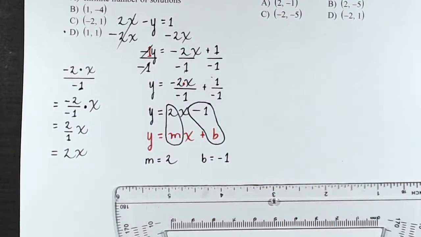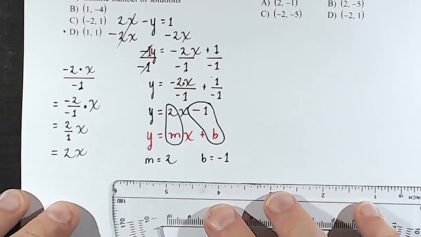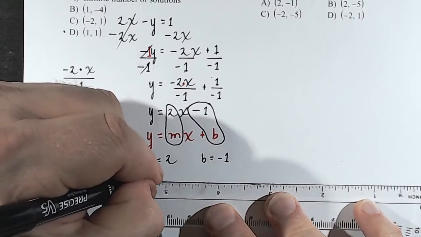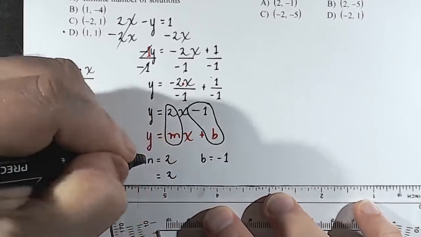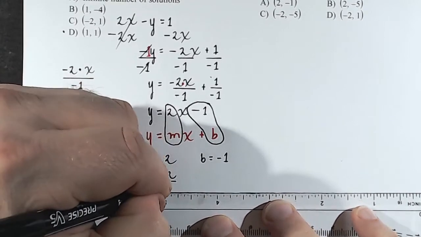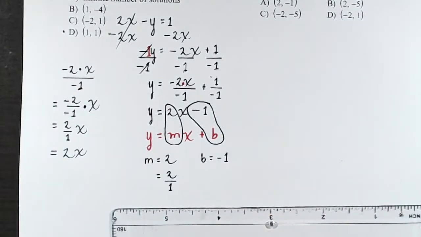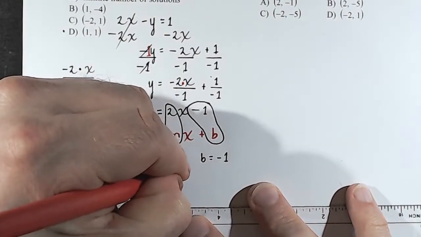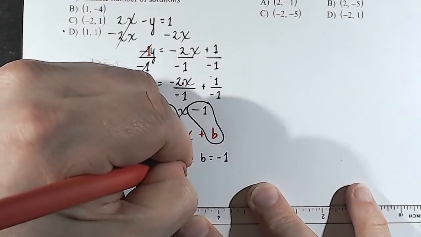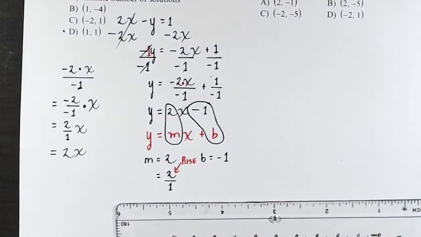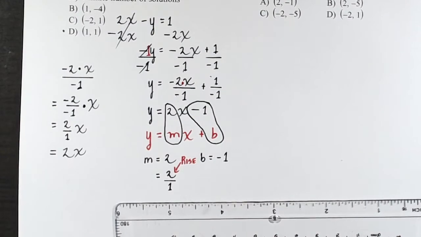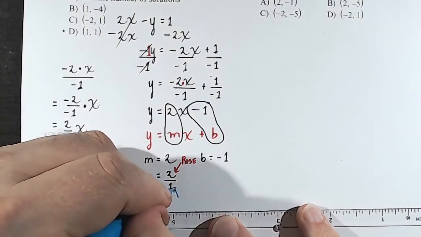Now you can't just rush out and graph that. You need to understand the slope always as a fraction. So write 2 as a fraction, 2 over 1. The top part here, this is the rise. And the bottom part here, this is the run.